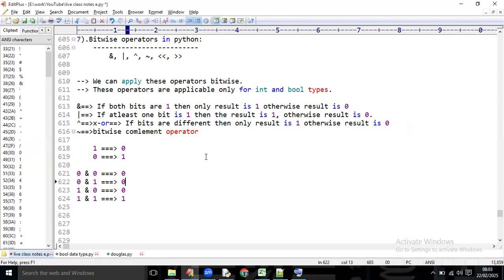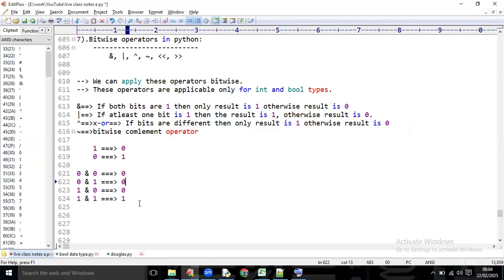So now observe the rule. If both bits are 1, then only the result is 1. So here not both bits are 1, so the first two are zeros only. Here also not both bits are 1; one is 0 and another one is 1. And here also both bits are not ones. That's why it has given 0. Only in the fourth condition both bits are 1, that's why it has given 1. This is about the AND operator.